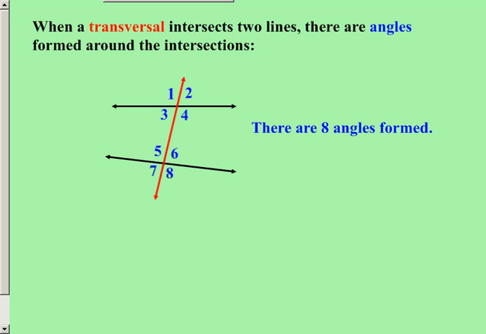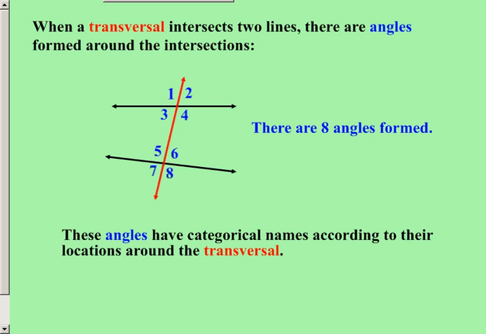The focus of today's discussion is going to be the categorical names that are associated with these angles that are based upon their locations around the transversal. Okay, so let's take a look at what these categorical names might be. The first one we're going to look at today is called corresponding angles.